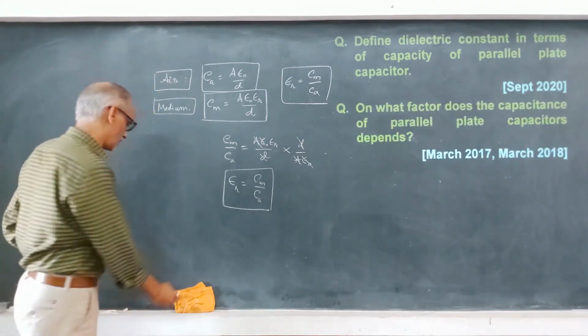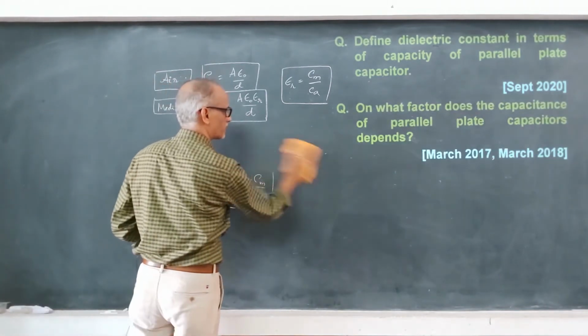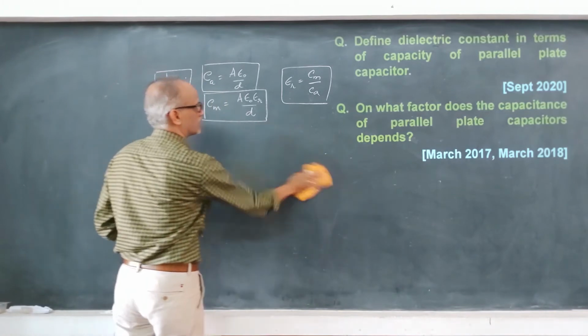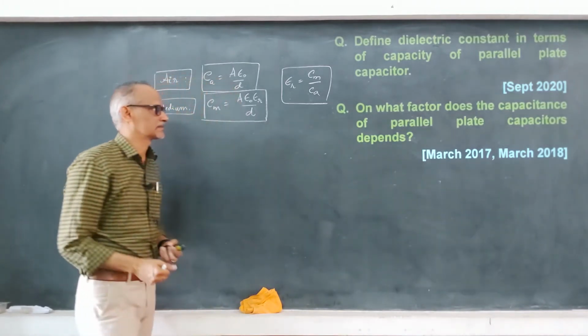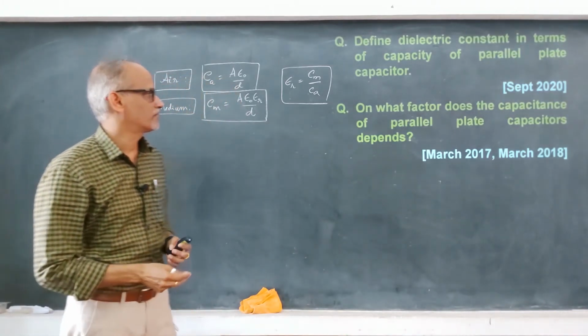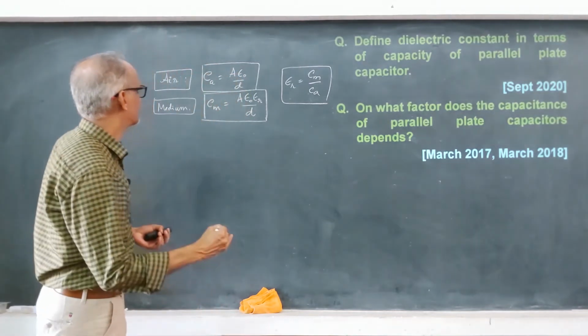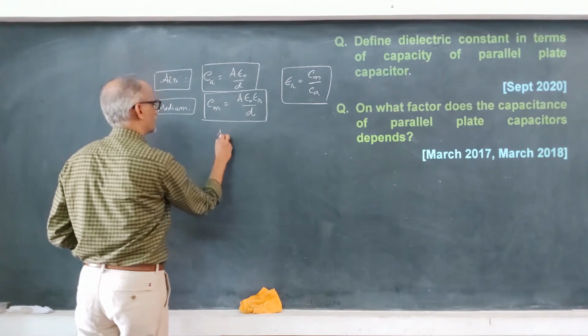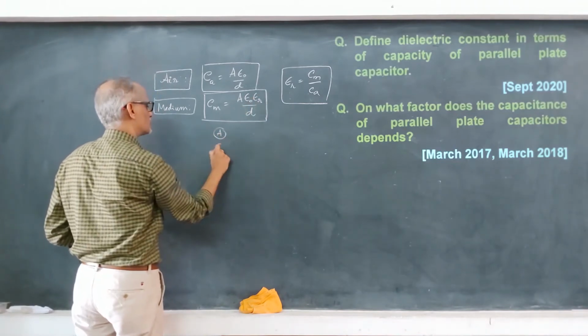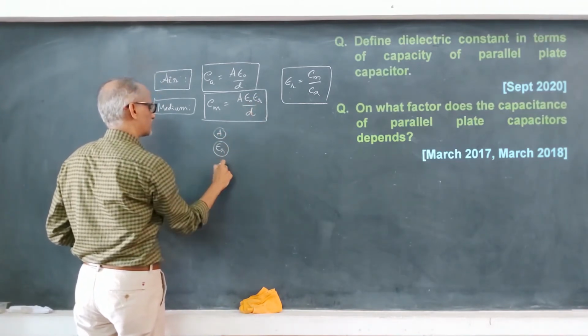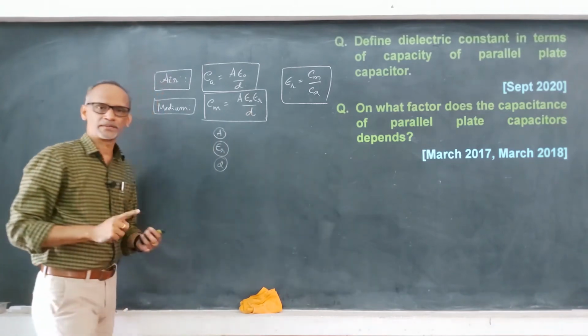So let's see more questions from the exam. The question is, on what factors does the capacity of a parallel plate capacitor depend? On what factors? There are three factors. Factor number 1 is A, factor number 2 is epsilon r, factor number 3 is d. So what are the three factors on which it depends?